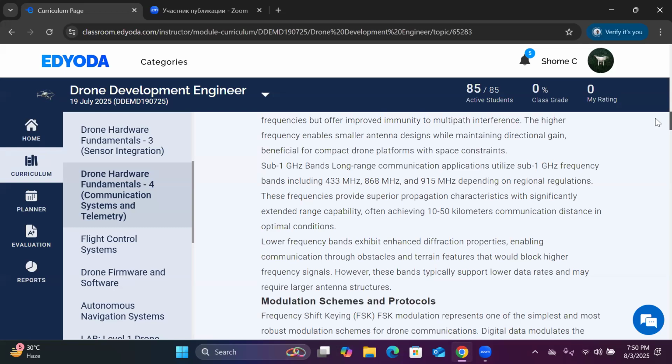5.8 gigahertz is your center frequency, but there is some lower frequency band and the upper frequency band apart from your center frequency.